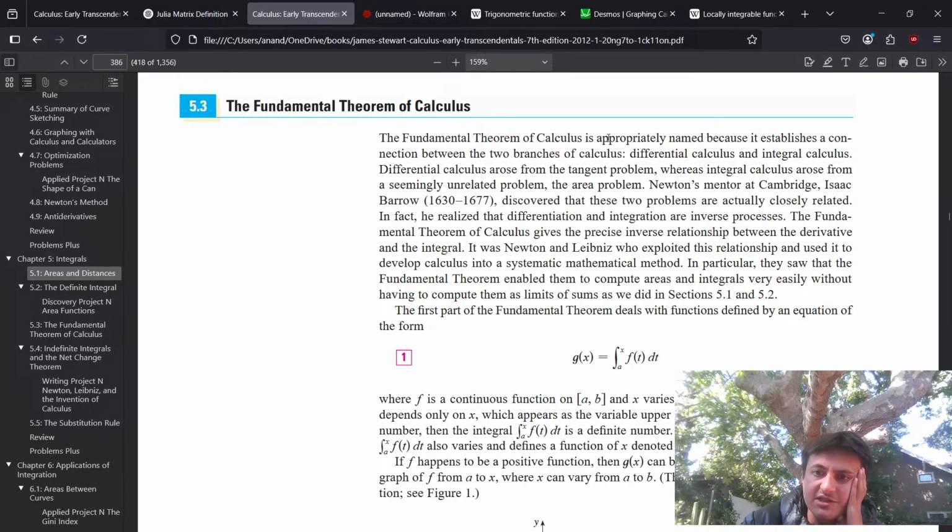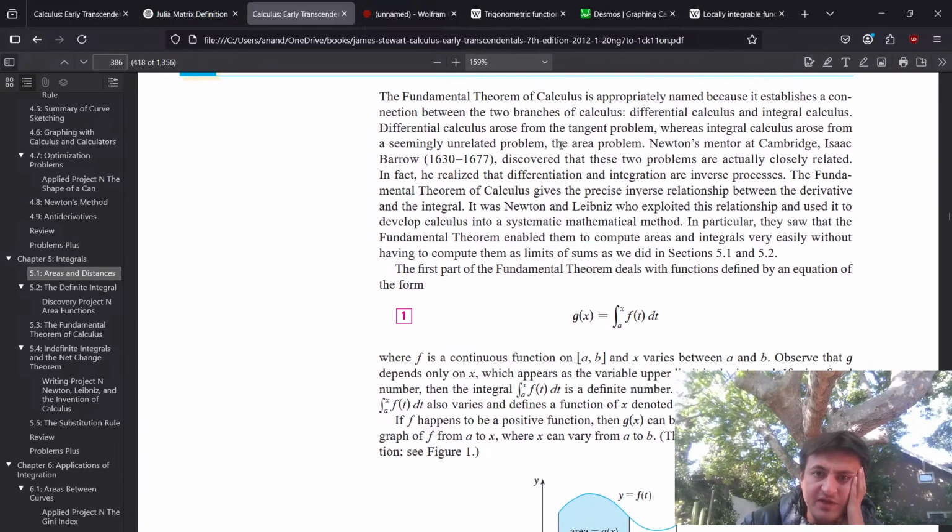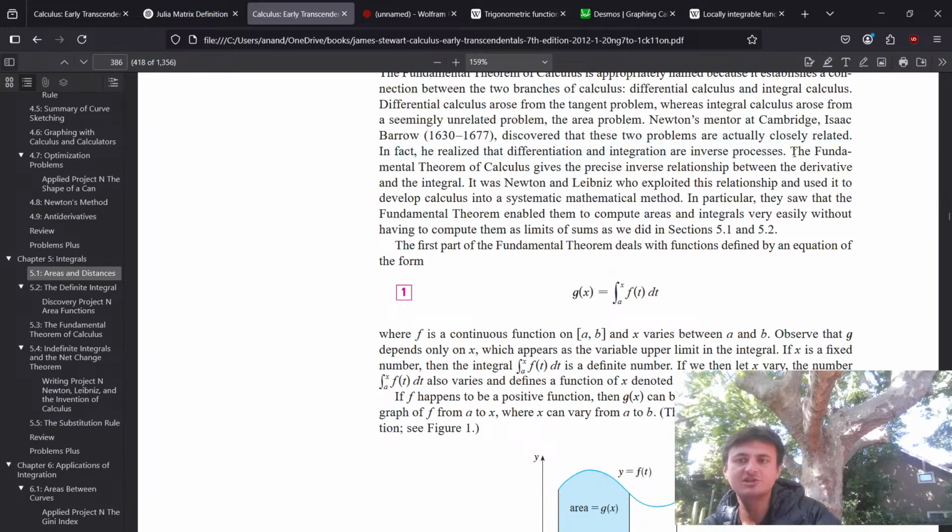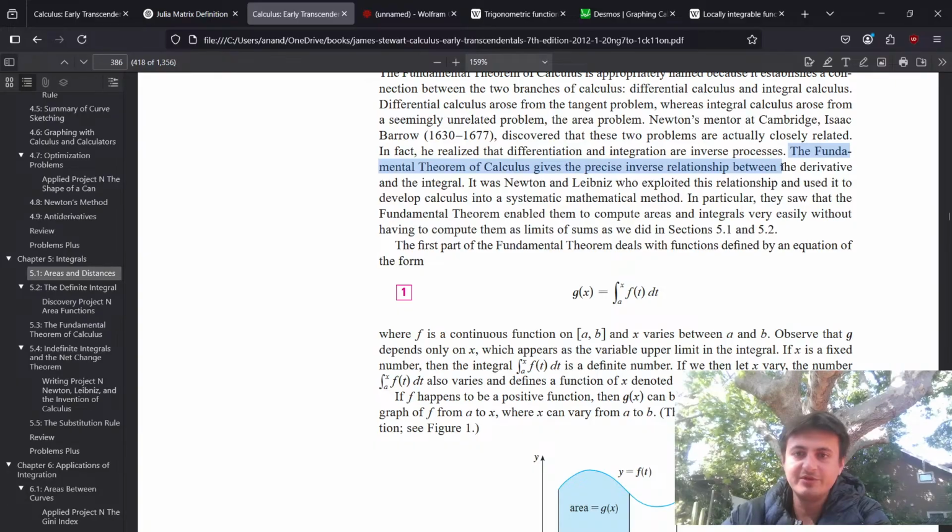The fundamental theorem of calculus is appropriately named because it establishes a connection between the two branches of calculus, differential and integral. Differential calculus arose from the tangent problem, whereas integral calculus arose from a seemingly unrelated problem, the area problem. Newton's mentor discovered that these two problems are actually closely related. He realized that differentiation and integration are inverse processes. I mean, that's got to be mind-blowing, dude, because we're just told that, and then you kind of sit with it and take it for granted. But when you think about these guys actually discovering this stuff, it's pretty nuts.